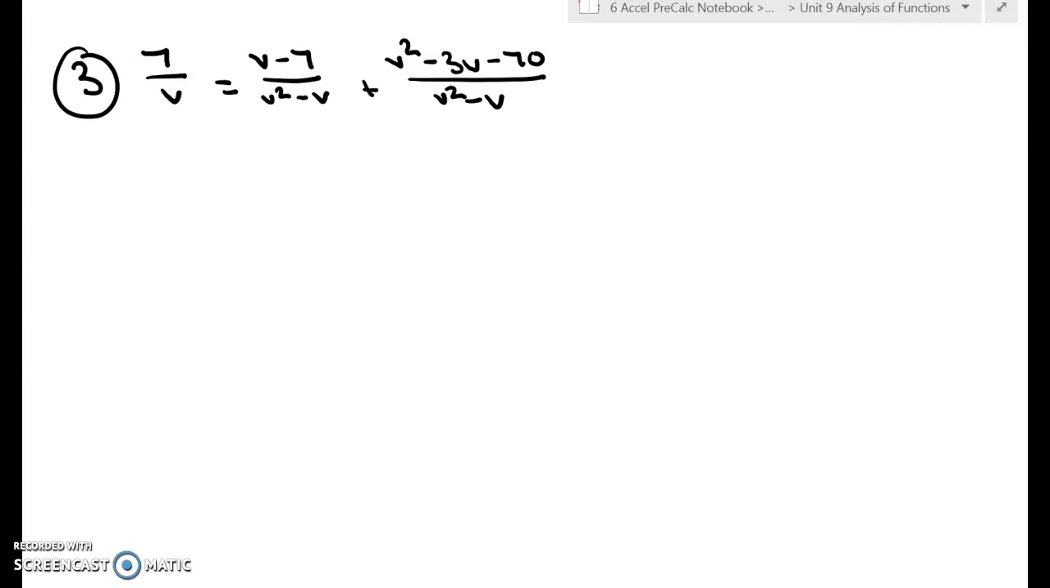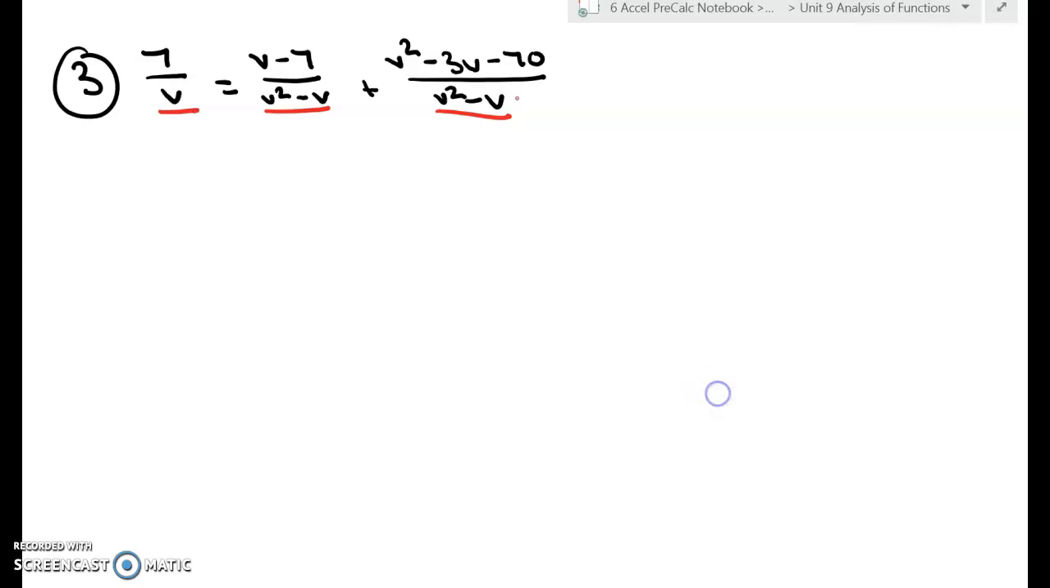Today we'll be solving this rational equation. So the first step of a rational equation is to get the denominators to be the same. We can see here that we have two like denominators, but one is not the same. So we need to figure out how we can get the v to be equal to v squared minus v.